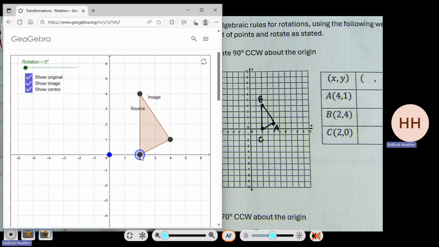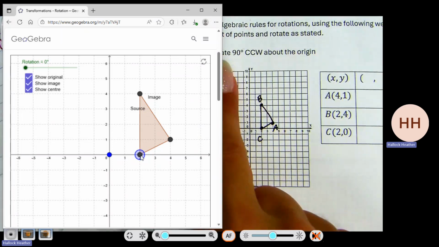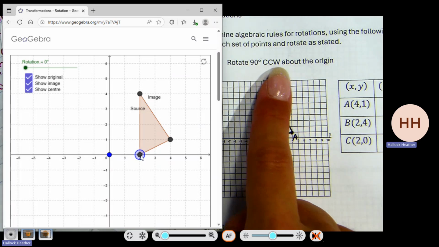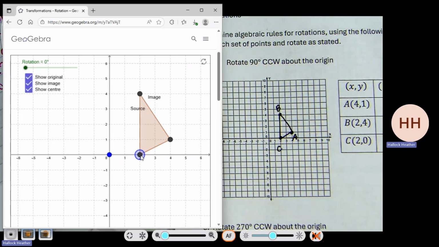So for number 1, we're going to rotate it 90 degrees CCW, which means counterclockwise. So there's 2 directions. Well, a clock does not go 2 directions, but one is clockwise. That's to the right. The other one is counterclockwise, which is to the left. This program only goes counterclockwise because normally you only go counterclockwise. So we're going to drag our rotation to 90 degrees.